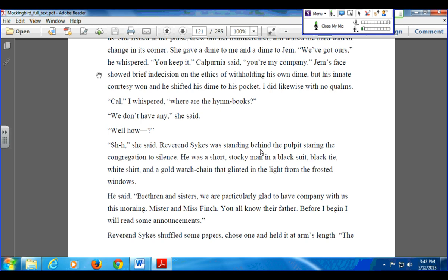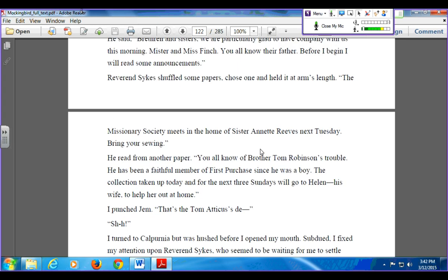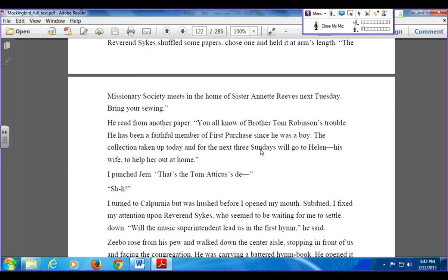He said, "Brethren and sisters, we are particularly glad to have company with us this morning. Mr. and Miss Finch, you all know their father. Before I begin, I would like to read some announcements." Reverend Sykes shuffled some papers, chose one, and held it at arm's length. "The Missionary Society meets with sister Annie Reeves next Tuesday. Bring your sewing."